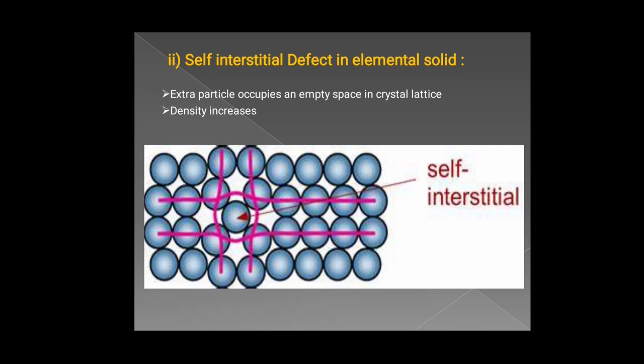Now, an extra particle is getting added in the same area, right? So of course the mass will increase, the volume being the same, and hence as the mass increases, the density will also increase. So in self-interstitial defect, the density of the material increases.